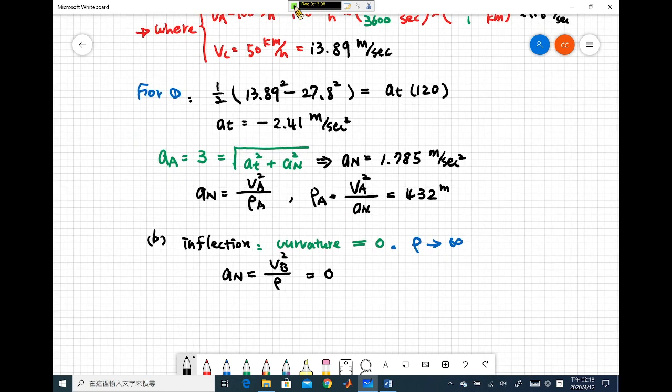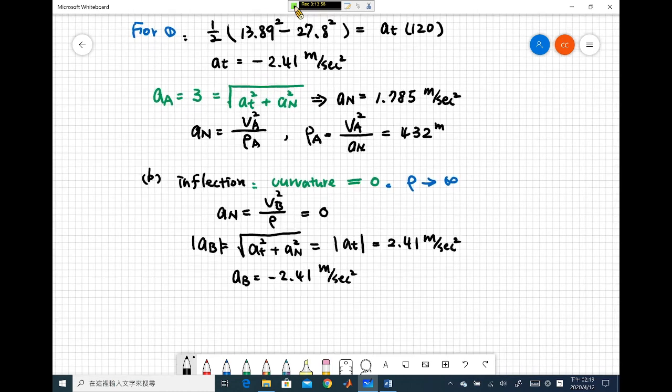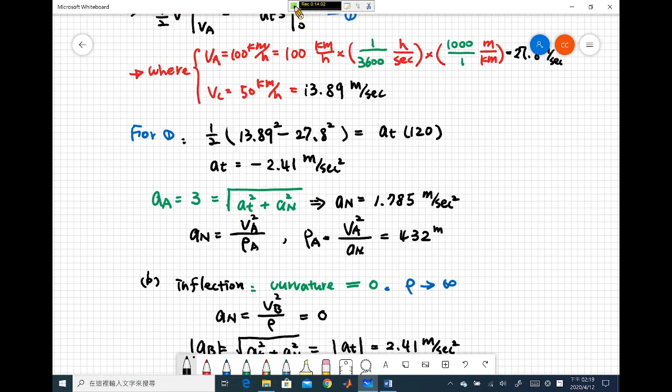So your AB will be equal to the square root of AT squared plus AN squared, and you only have the AT, right? So it's 2.41 meter per second squared. That's only for the magnitude. If you want to include a positive or negative sign, that will be negative 2.41 meter per second squared because it's a deceleration. It's quite straightforward.